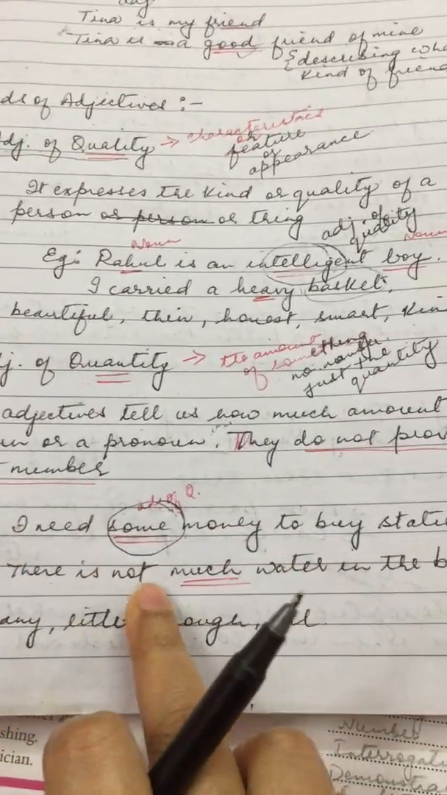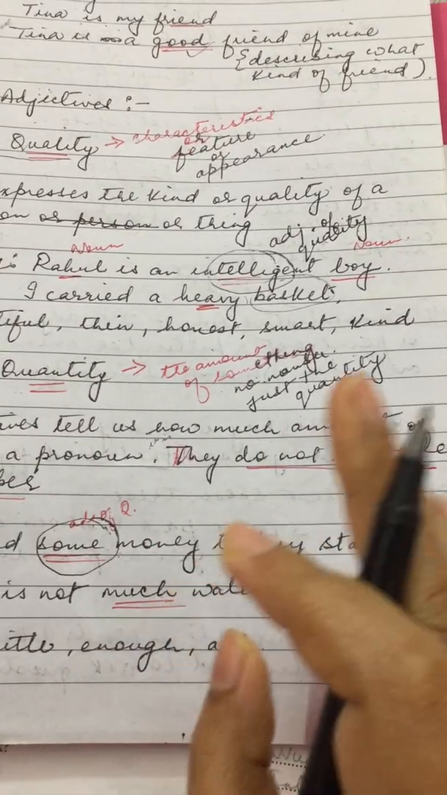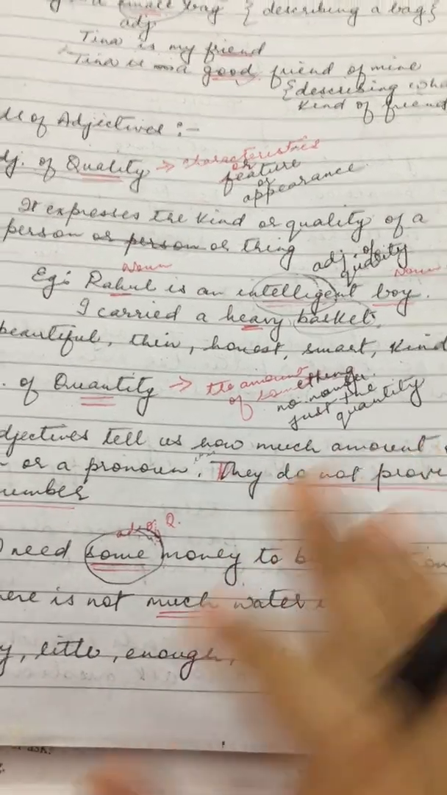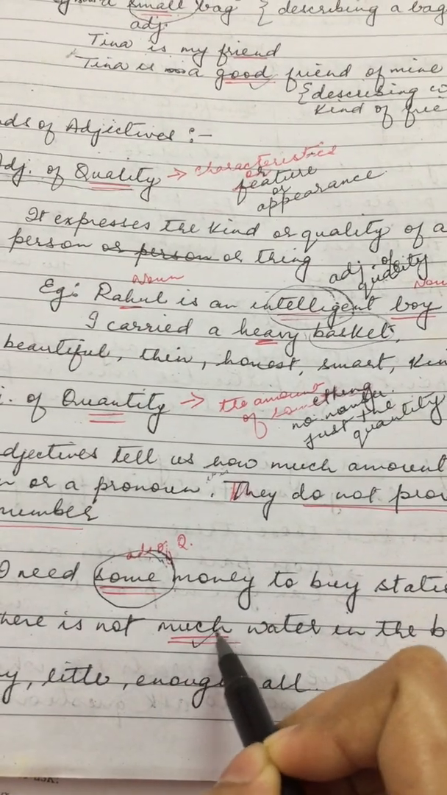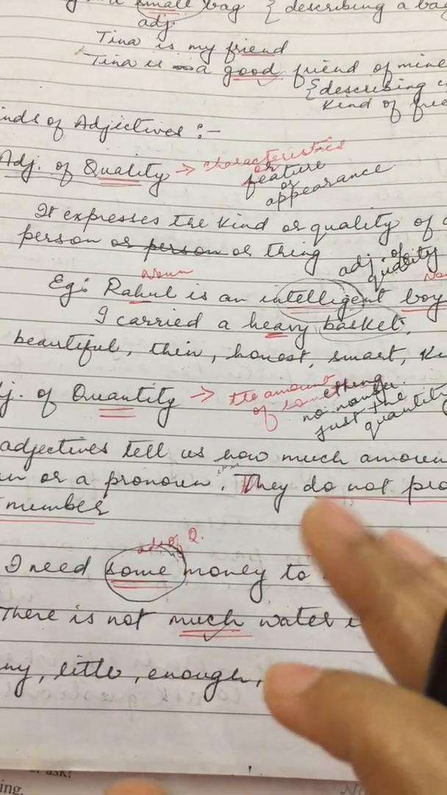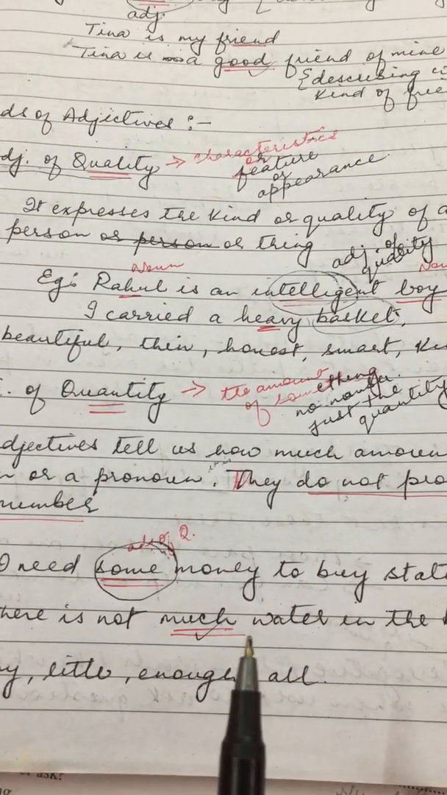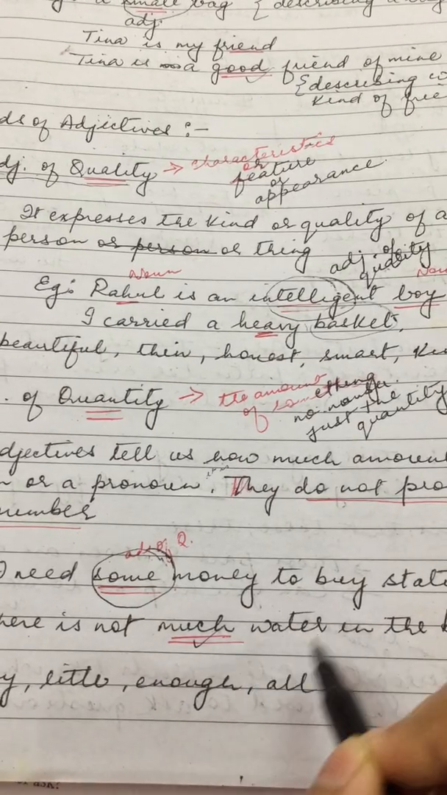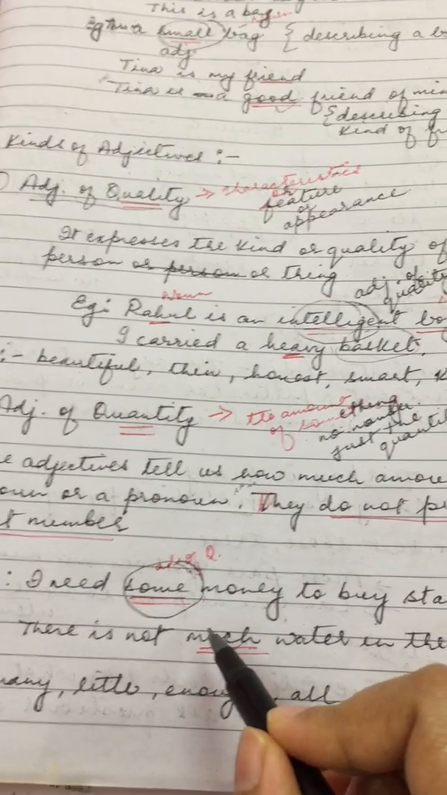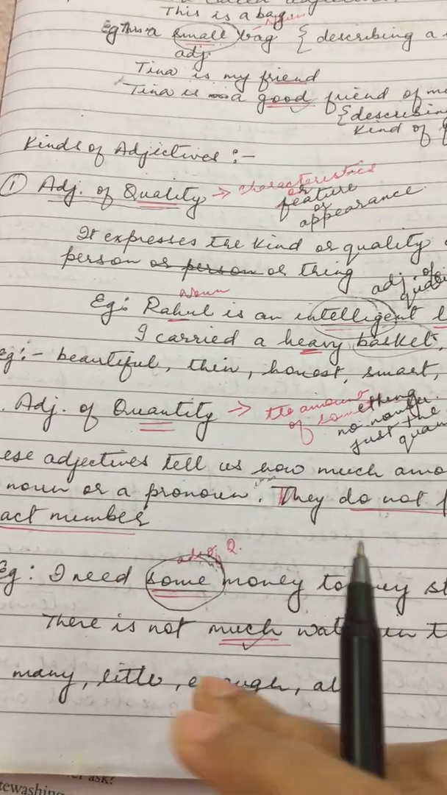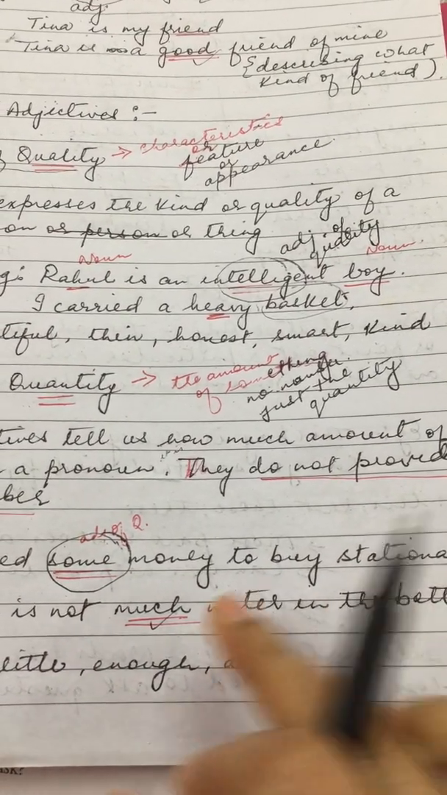Or next example, there is not much water in the bottle. We are not numbering the water, 1 water, 2 water, 3 water. We are simply saying there is not much water in the bottle. So this much is not giving the exact number of water, because water is uncountable. It cannot be countable, so we cannot number it. So here we have written the adjective of quantity, which is much. There is not much water in the bottle. It is an uncountable noun.